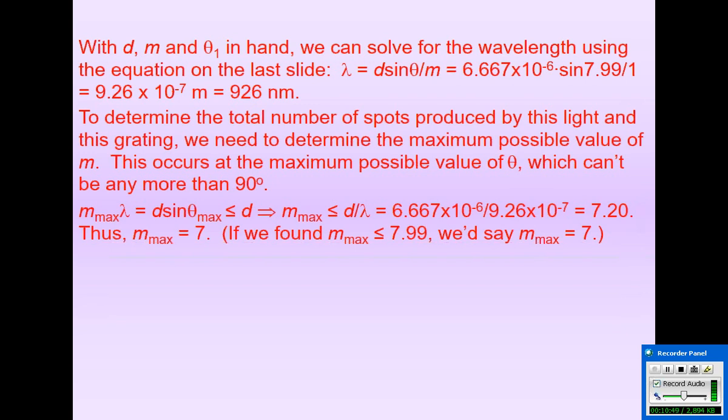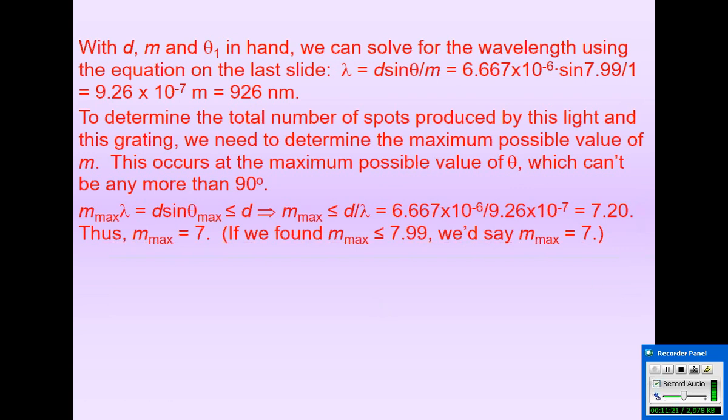If we set theta max equal to 90 degrees, the sine of 90 is 1, and what we find is that m max is less than or equal to d over lambda. We know d, we just found lambda, and we get that the maximum possible value of m is 7.2, but m has to be an integer. m cannot be more than 7.2. Well, the integer that is largest but not greater than 7.2 is, of course, 7. And just as a side note, I'm not rounding up. I am always truncating. If I had found m max equal to 7.9999999, m max would actually be 7.